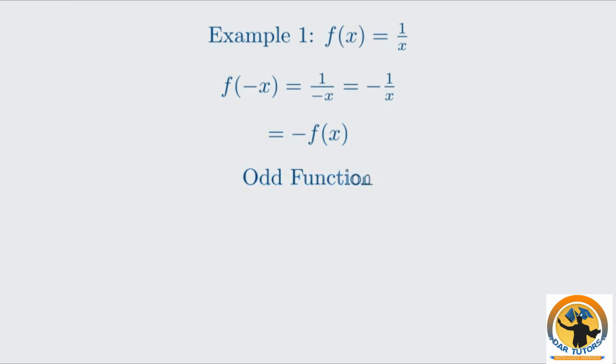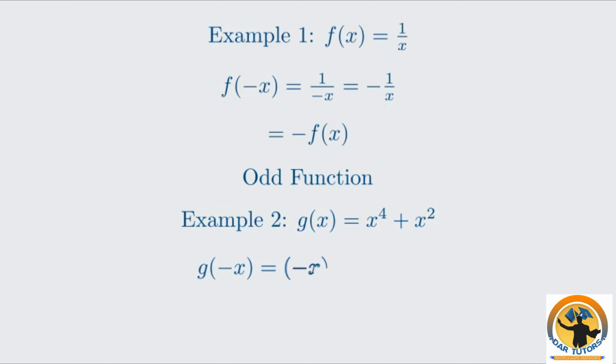Which means f of x equals 1 over x is an odd function. Next, let's test g of x equals x to the power of 4 plus x squared. We find g of negative x.